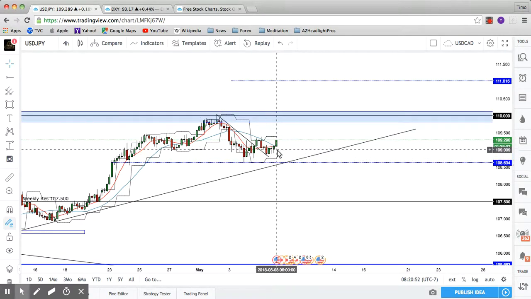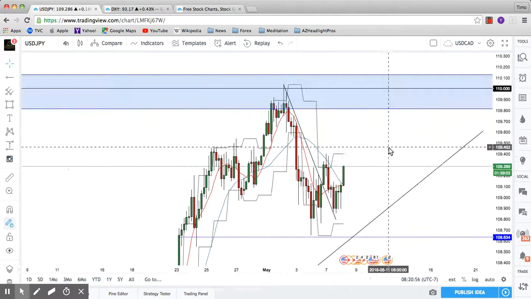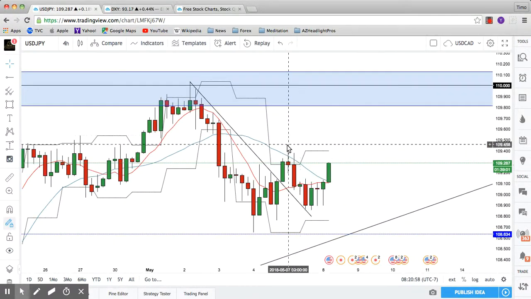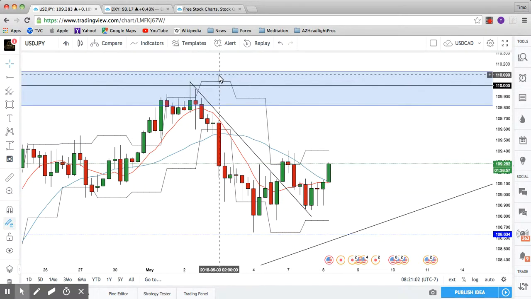Break a counter trend line, moving averages crossing over, as you see. As I'm recording this pair, we are headed up to 110. That is our first stop right there, guys. So do not short the dollar this week. Follow your technical analysis, follow your rules, and everything will be all right.